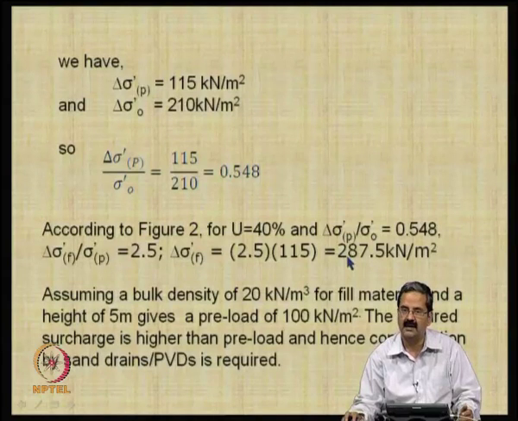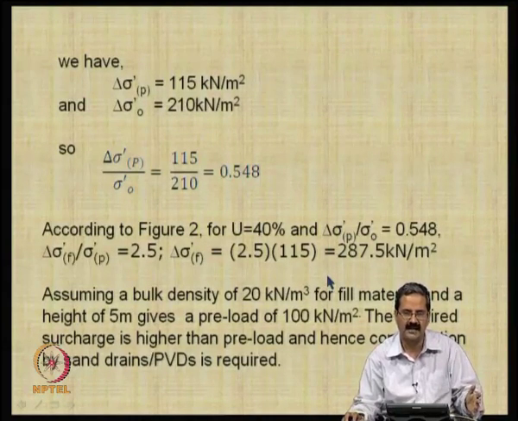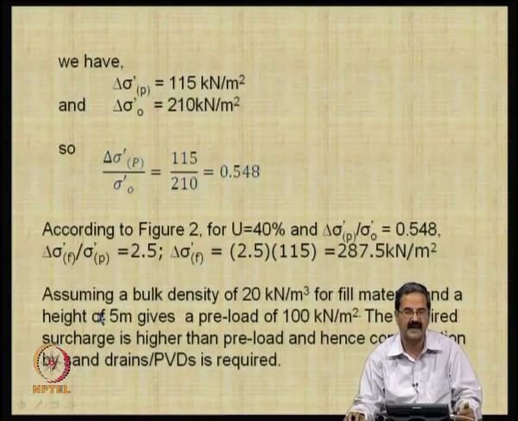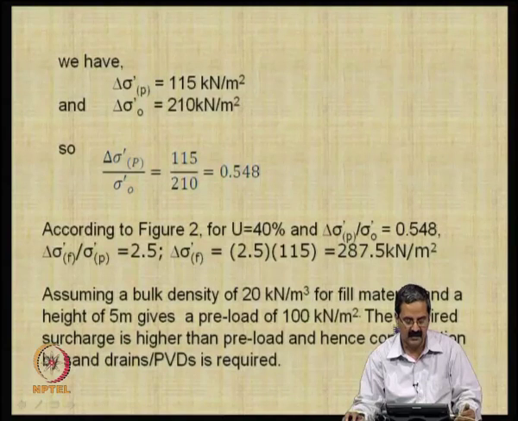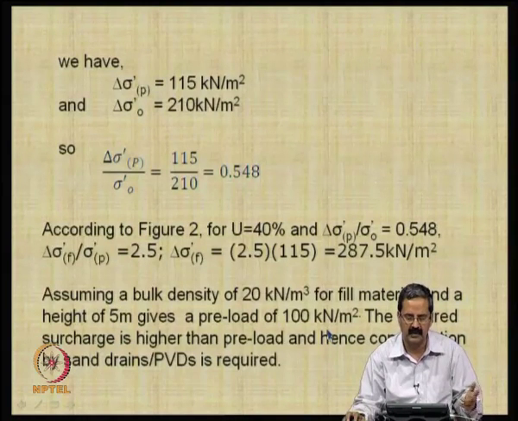And how do you do that? As I showed you a couple of slides last time, you can put sandbags or any material, and you assume a bulk density of 20 kilonewton per meter cube and 5 meter height. If you stack everything, it gives a preload of about 100 kilonewton per meter square, and the required surcharge is very high. So, what we do is try to reduce this required number. Sometimes maybe 10 to 20 is possible, but it is very difficult.